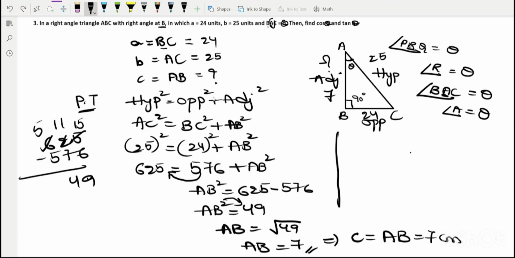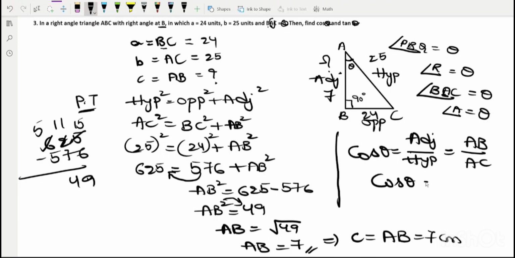Let me continue here so that it is clear for you. The formula for cos theta is adjacent side divided by hypotenuse. The adjacent side is AB, divided by the hypotenuse, which is AC. So the value of cos theta is AB, which is 7, upon the value of AC, which is 25. So 7 by 25.